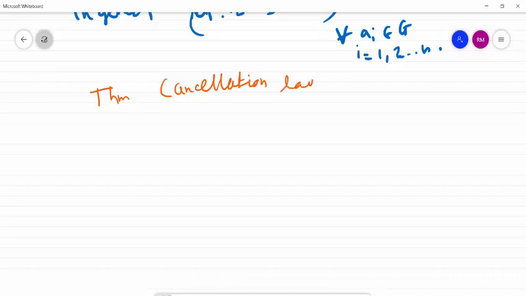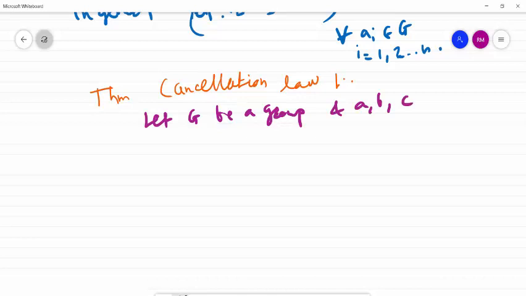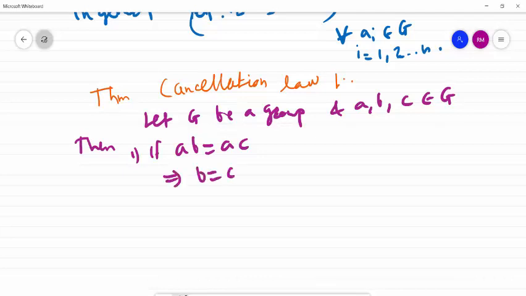Cancellation law. What is the statement? Let G be a group and a, b, c elements in G. Then first, if ab equals ac is given, then it implies b equals c.